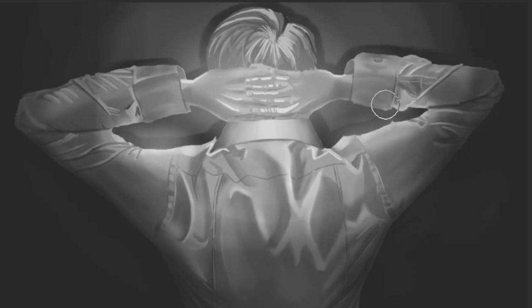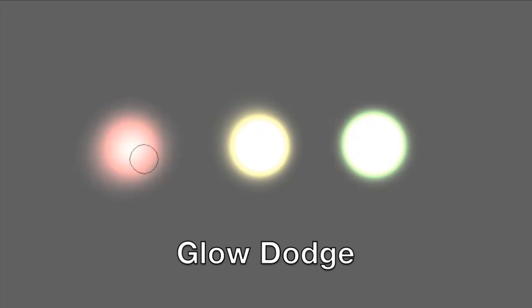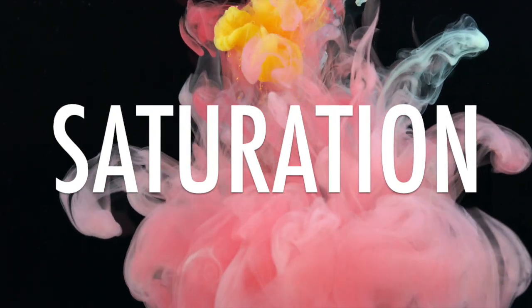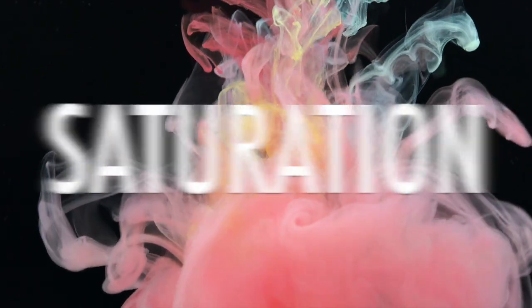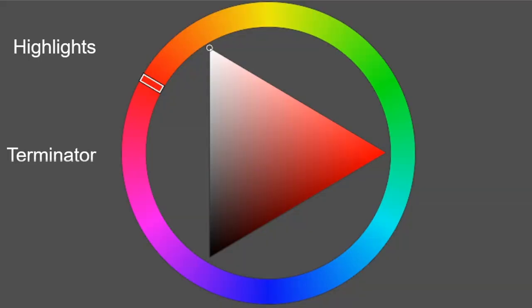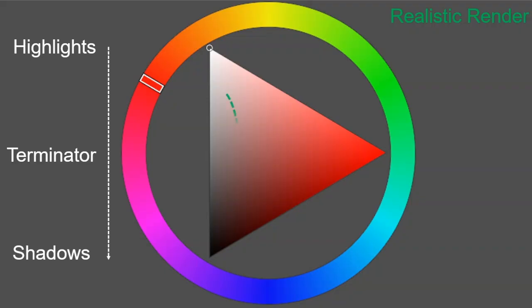There are 2 more helpful layer types that magnify that glow effect, which are glow dodge and color dodge, as they amplify the next key fundamental. Saturation, which is the intensity of color ranging from the pure color to gray. Saturation will typically peak at the terminator, where you can see an object's true color as light is transitioning into shadow, and will slowly become more muted as it gets lighter towards white or darker towards black.